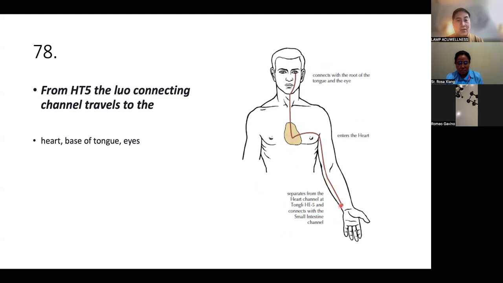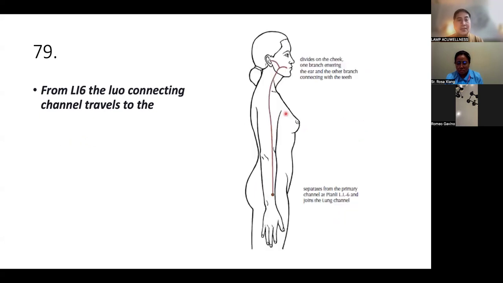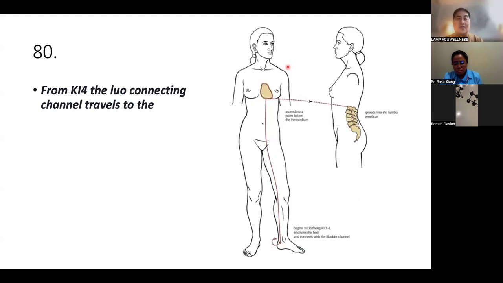So this is the route, no? From LI6, the loop connecting channel travels to the jaw, teeth, and ears. Okay, so LI6. So that can treat also those issues, no? From Kidney 4, the loop connecting channel travels to the lumbar vertebrae. Okay, ditto.